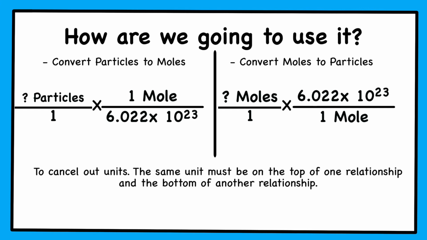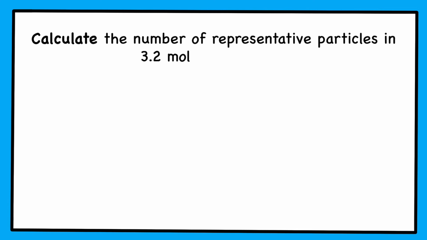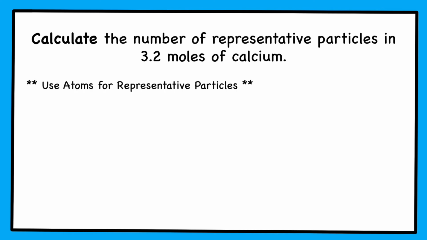So let's work some practice problems for each of these types of problems. Suppose we are asked to calculate the number of representative particles present within 3.2 moles of calcium. First, we notice that we are talking about an individual element, so we're going to be using the unit atoms for our representative particles. Now, in order to work this problem, we are going to put what is given over 1, so 3.2 moles of calcium over 1. Yes, it is important to include the units now. You'll be thankful for this discipline later in the semester.